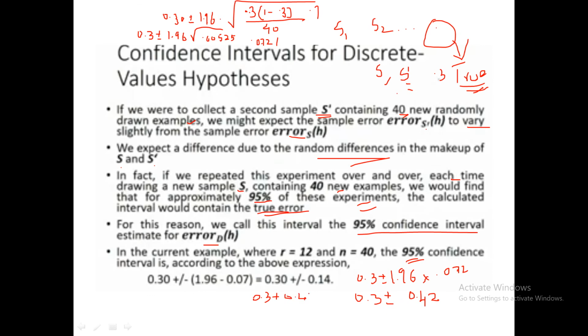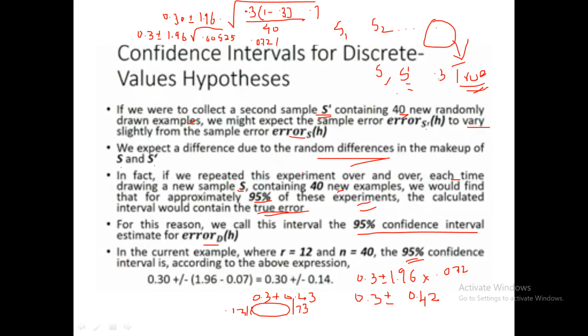So how much can it be? This one, 0.3 plus 0.42, it can be 0.73, or it can be 0.3 minus 0.4, so 0.12. So between 0.12 and 0.73 will be your true error. 95% of the time it lies between this. That is what this confidence interval tells. Clear? I think it is very clear, how with that equation we have calculated our confidence interval.